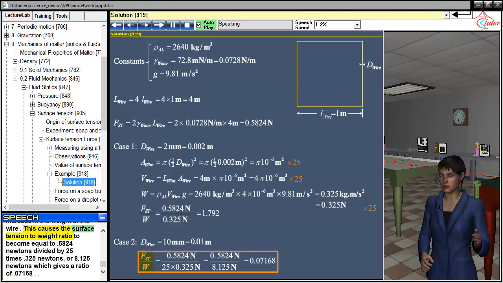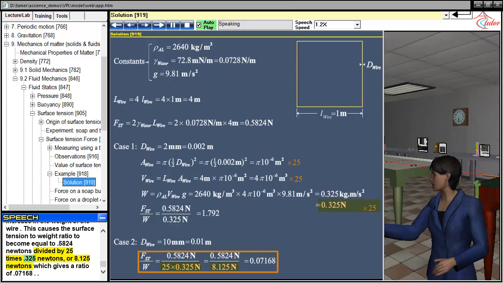This causes the surface tension to weight ratio to become equal to 0.5824 newtons, divided by 25 times 0.325 newtons, or 8.125 newtons, which gives a ratio of 0.07168.